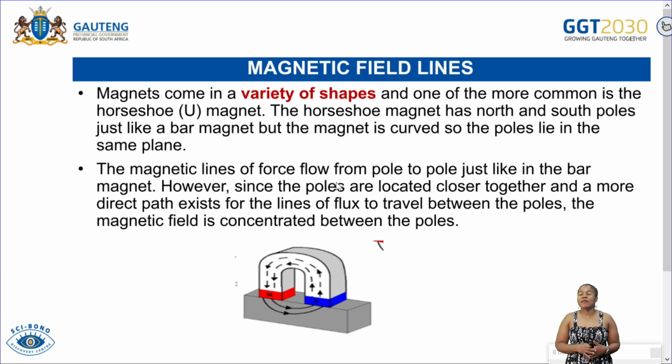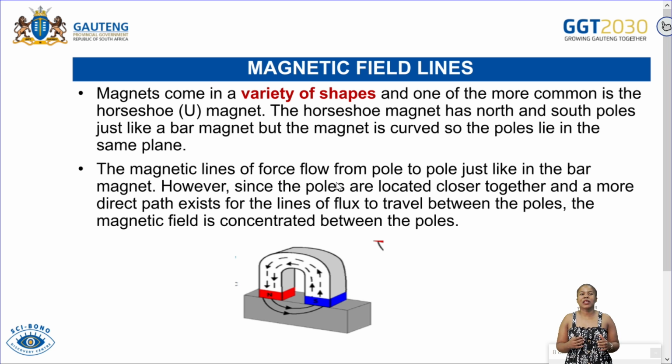Magnets come in a variety of shapes. The one that is common is the horseshoe, which is a U-shaped magnet. The horseshoe magnet has a north and a south pole. Remember, we said these poles always come in pairs. You'll never find a south pole roaming around on its own, even when magnets are crushed into tinier pieces. So the horseshoe magnet has north and south poles just like a bar magnet, but the magnet is curved so that the poles lie in the same plane, as in the diagram shown.